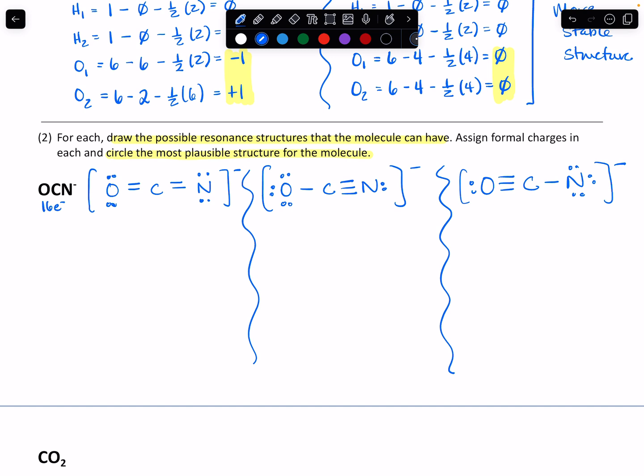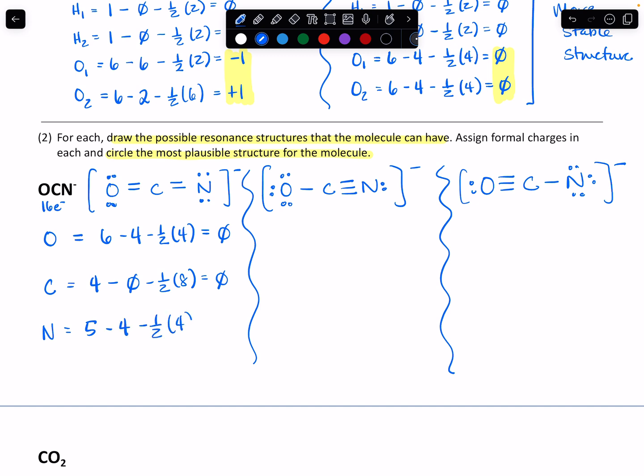Now we're going to use formal charge to figure out which one is the most stable. So I'm going to start with oxygen. On this side it's going to give me 6 valence electrons minus 4 minus 1/2 of 4. So this is an overall formal charge of 0 for the oxygen. Carbon in the middle, 4, no lone pairs, minus half of the 8, 0. And then nitrogen, 5 valence electrons, minus 4 in lone pairs, minus half of 4.